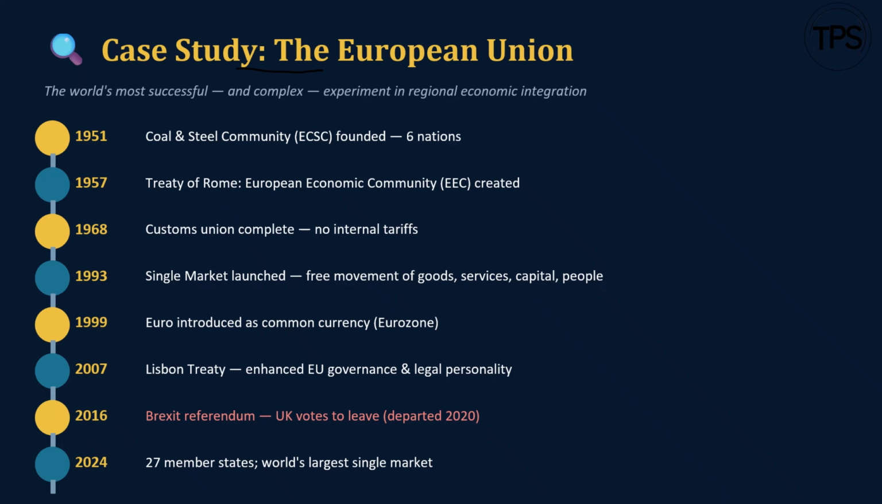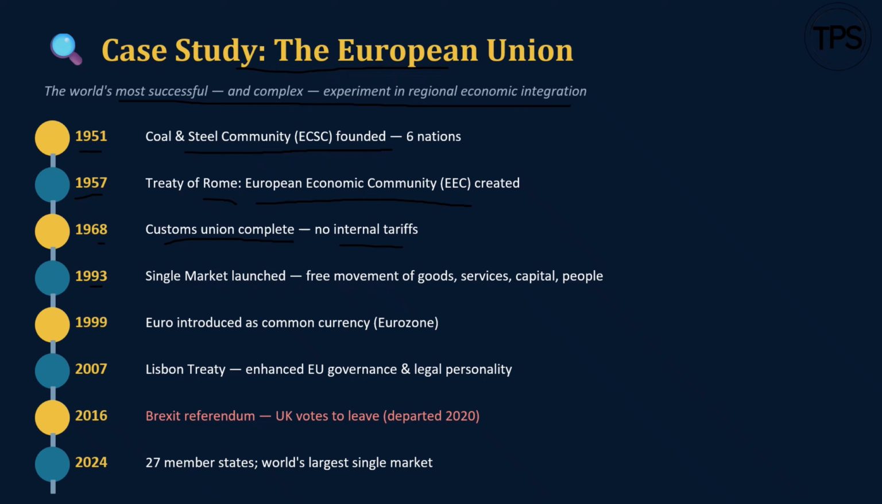Case study of the European Union, the world's most successful and complex experiment in regional economic integration. It started in 1951 with the Coal and Steel Community, ECSC, founded by six nations. Then it grew in 1957 with the Treaty of Rome, and the European Economic Community, EEC, was created. Within 11 years, the customs union was complete, with no internal tariffs.